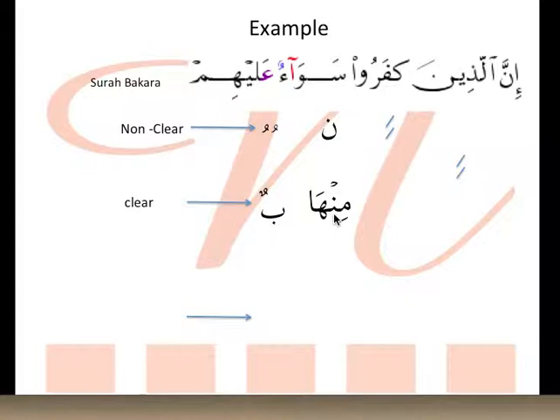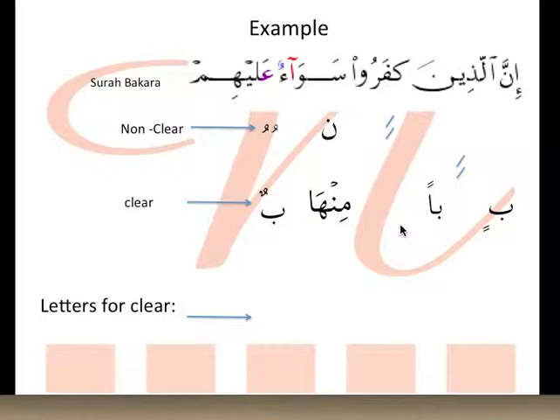We have to read it clearly. Why? Because of the ha after the noon. Now ban and bin, tanween al-fatah and the kasr, would also be parallel but at the same level. They are not stretched like this. So this means the rule is clear. Whether the letter after the noon or tanween is a throat letter or not, you would know straight away from the indicators, from the shape of the sukun and the tanween.